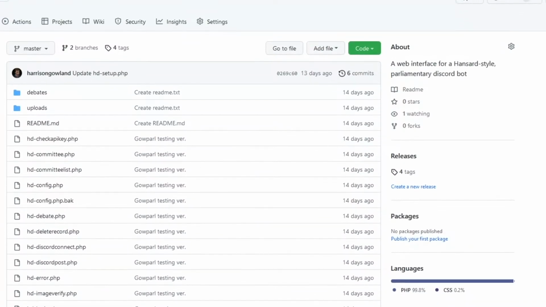You know, if only there was some way of automating a parliamentary voting system in a Discord server without needing to do any manual recording. Oh yeah, interesting about that, I'm actually making a Discord bot.